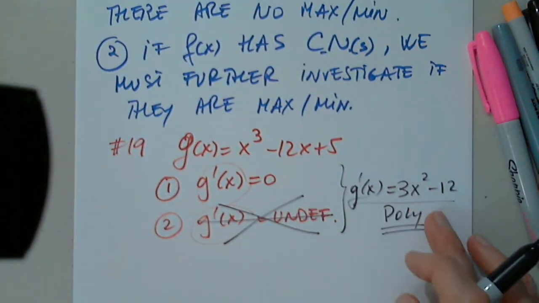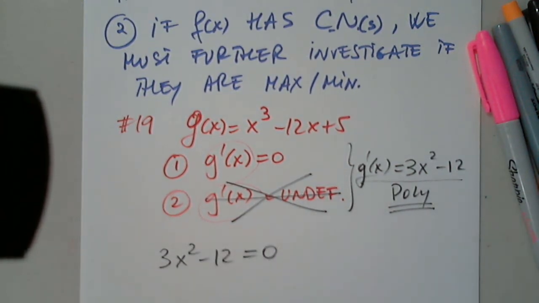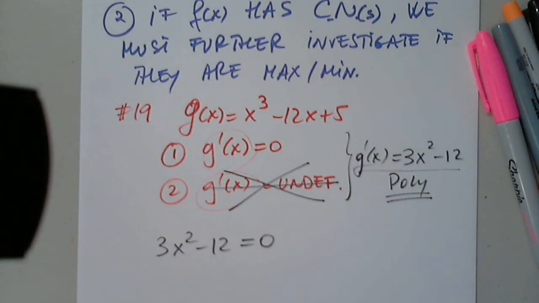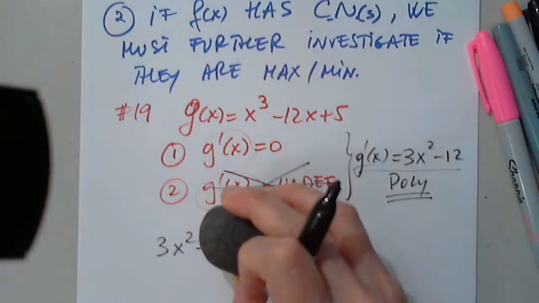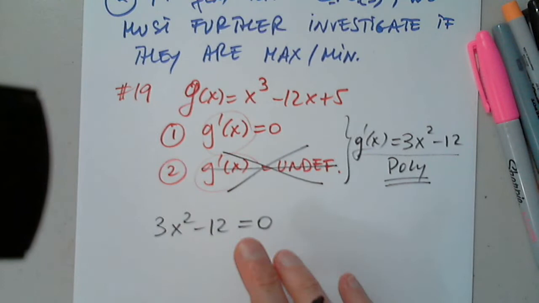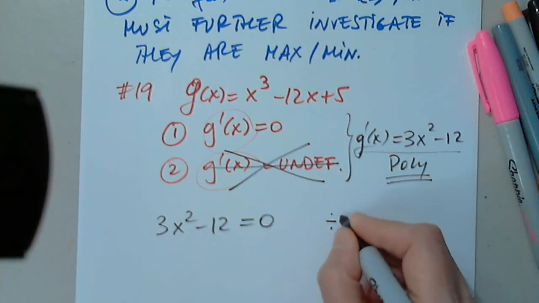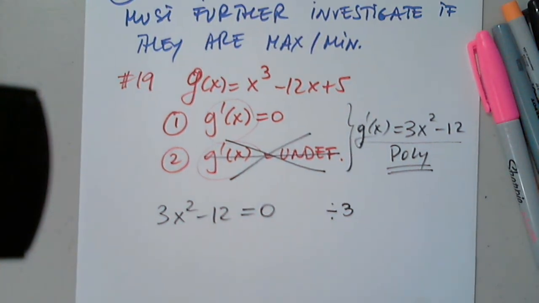The other one, though, I have to solve the equation, set it equal to 0. How many solutions will I get, before I even attempt to solve it? 2. Exactly. It's a quadratic equation, so we have to find two solutions. First, I will always divide and simplify and clean it up. So I have x squared minus 4 equals 0.